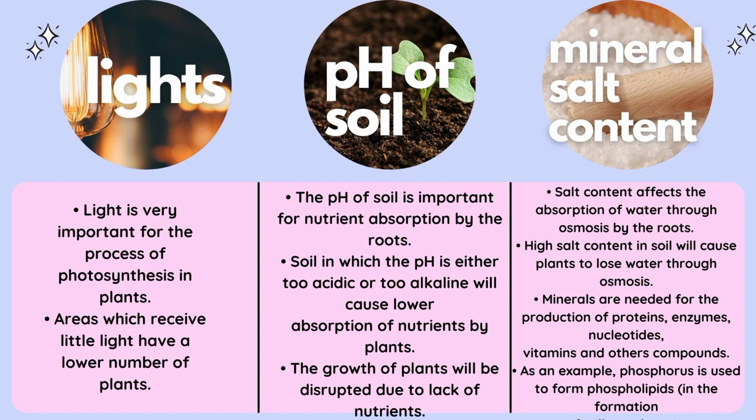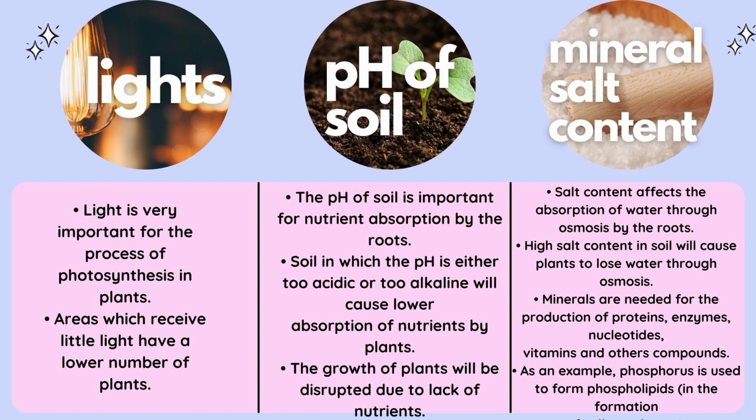The next is the pH of soil. The pH of soil is important for nutrient absorption by the roots. Soil in which the pH is either too acidic or too alkaline will cause lower absorption of nutrients by plants. The growth of plants will be disrupted due to lack of nutrients.